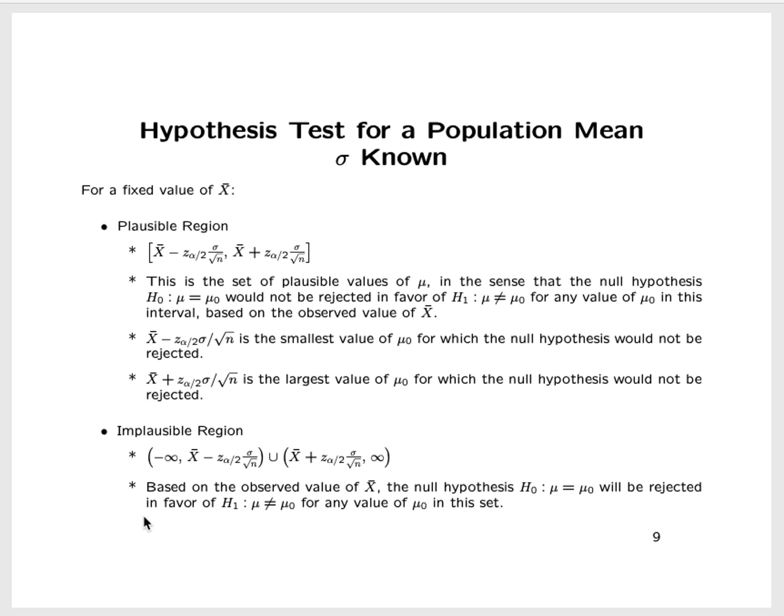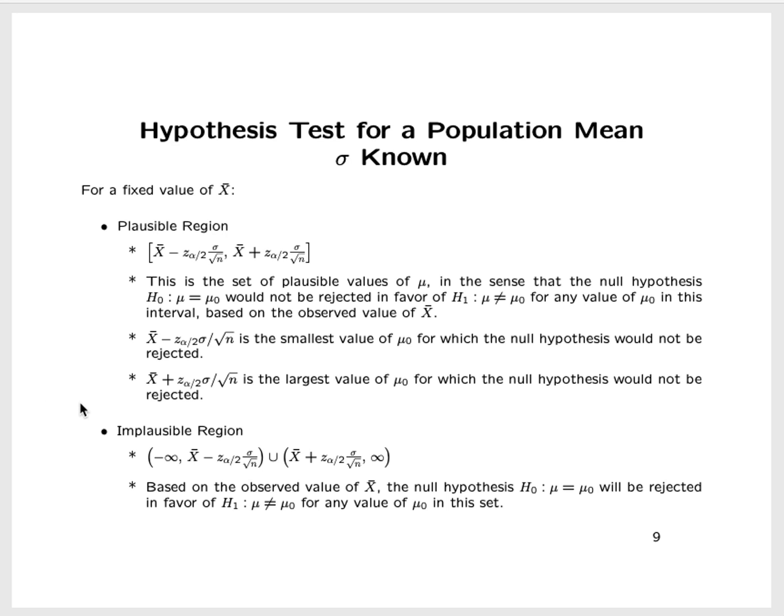The implausible region would be given by this union of intervals. All right, so I'm not going to read that off, but you can see that there. And so based on the observed value of x bar, the null hypothesis will be rejected in favor of the alternative for any value of mu naught in this set. Okay, so we've got plausible region and implausible regions.